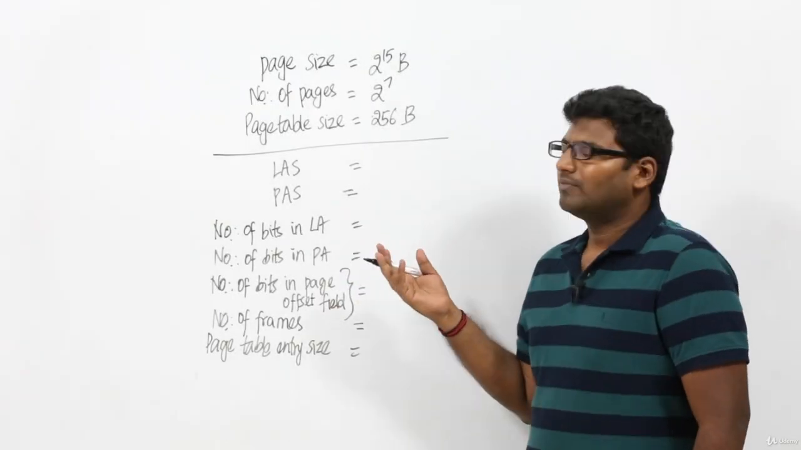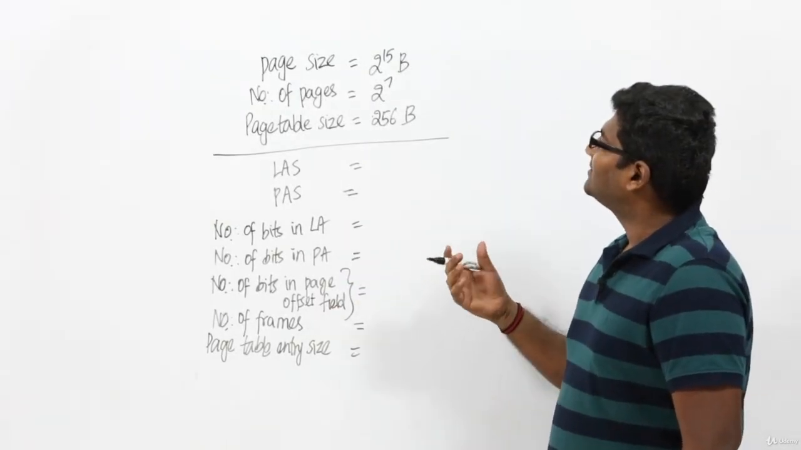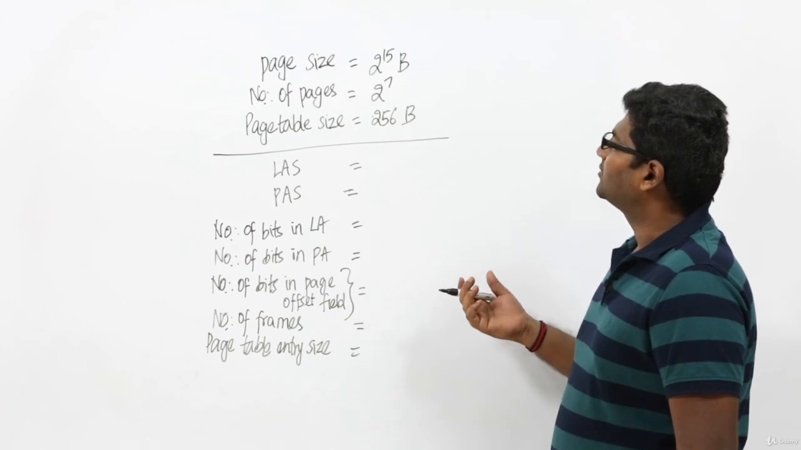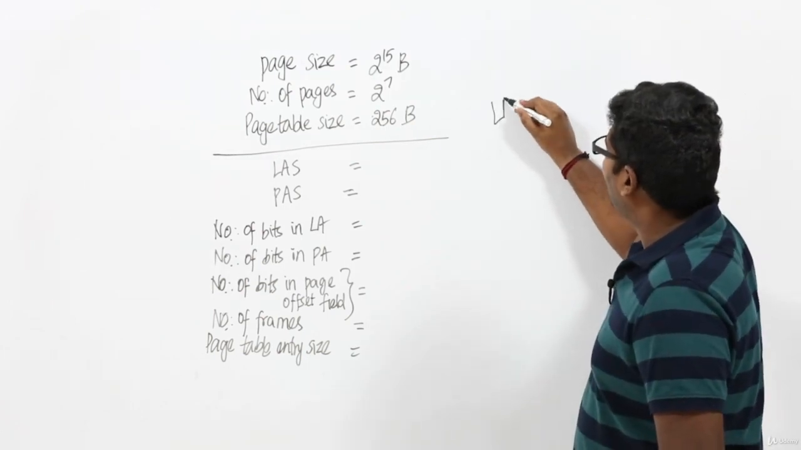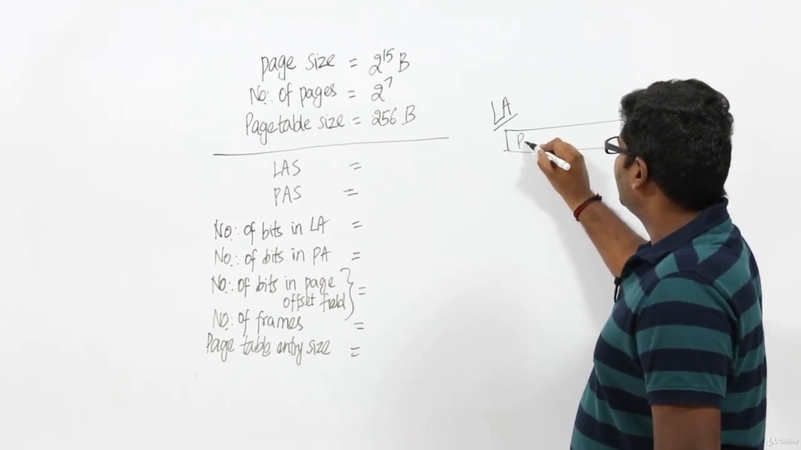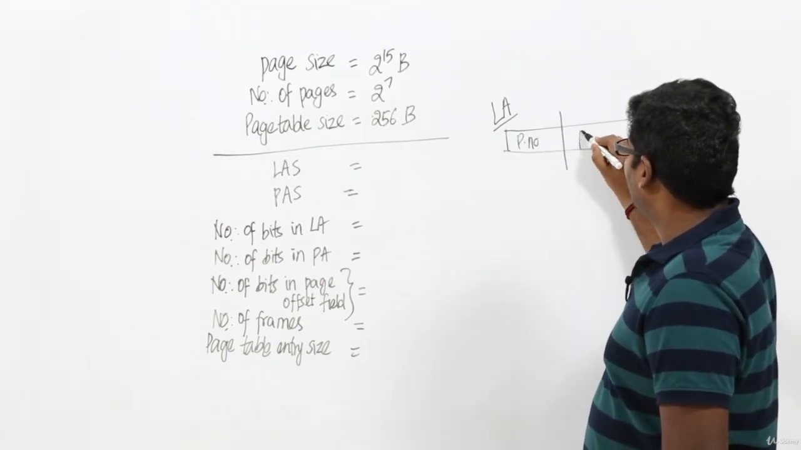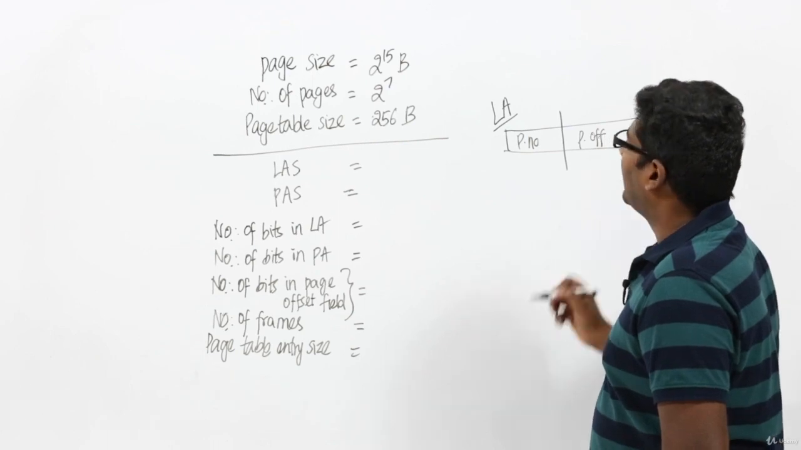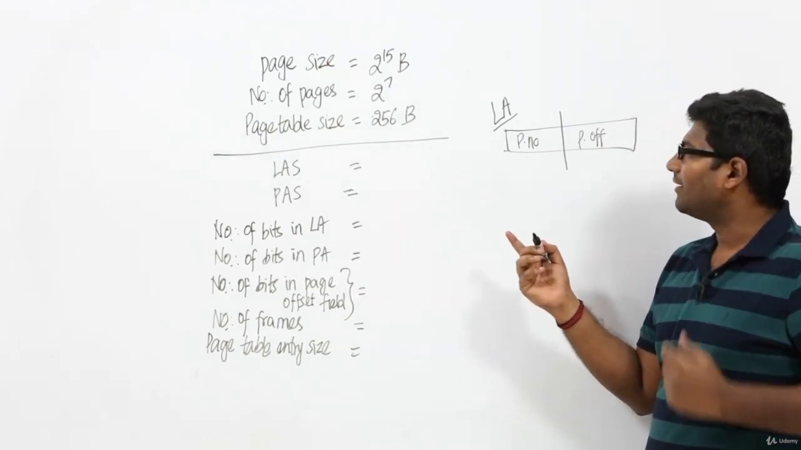Let's solve this problem. They have given that page size equals 2 power 15 bytes. Then what does it mean? How will the logical address look like? The logical address will have one thing, the page number field, and another, the page offset field. And again, I am assuming that it is a byte addressable system.